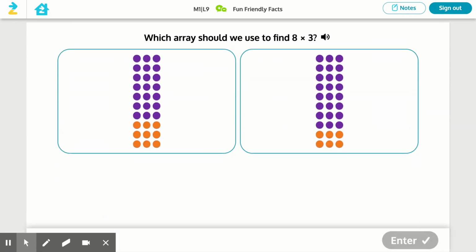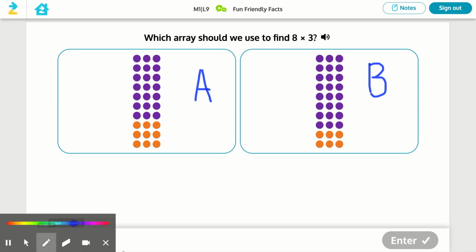All right, guys, which array should we use to find 8 times 3? And I'm going to label these A or B. In your Nearpod, please tell me which of these arrays we should use to find 8 times 3, based on what we've learned about using an array that we know in order to find a fact that we don't.